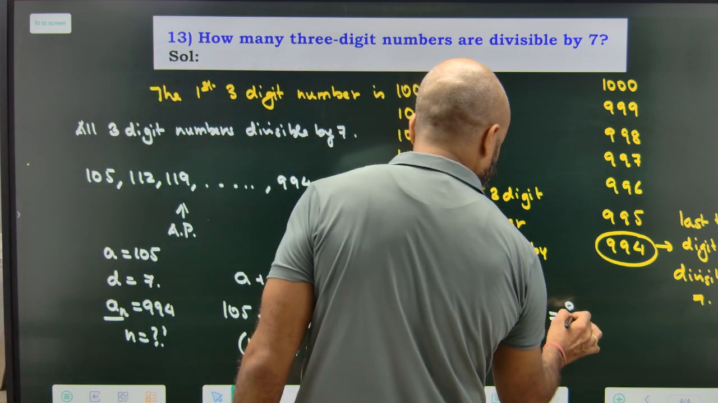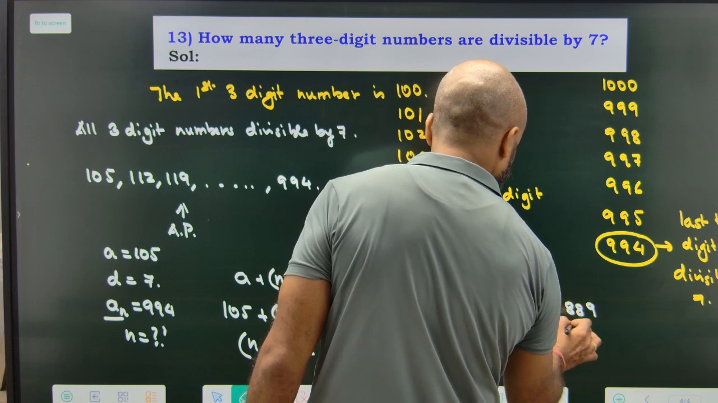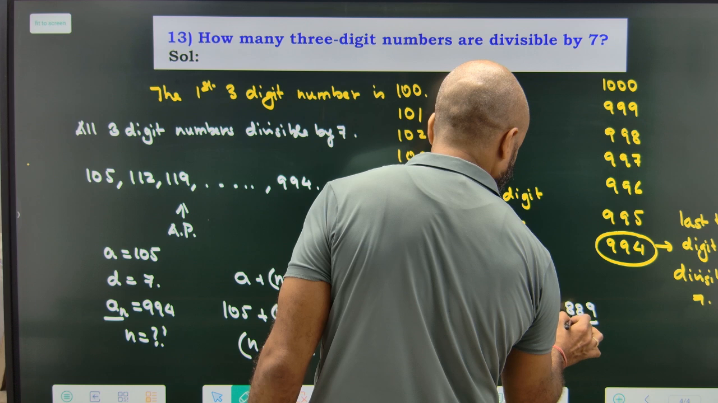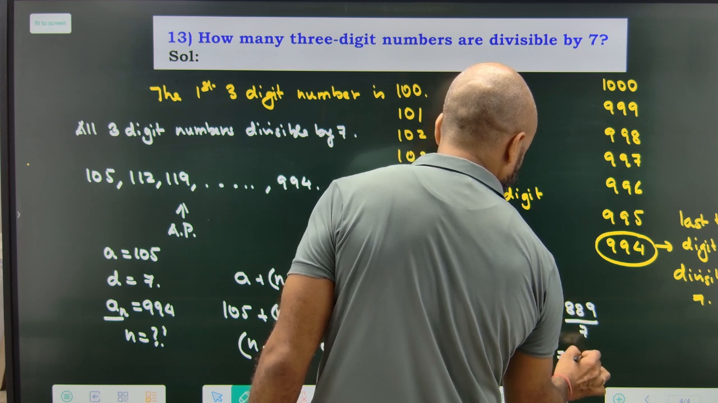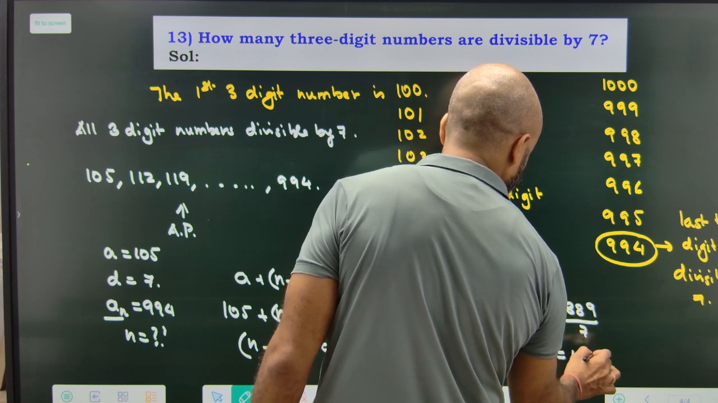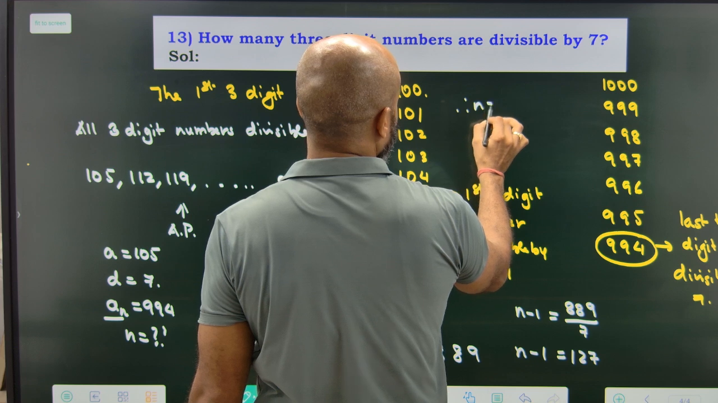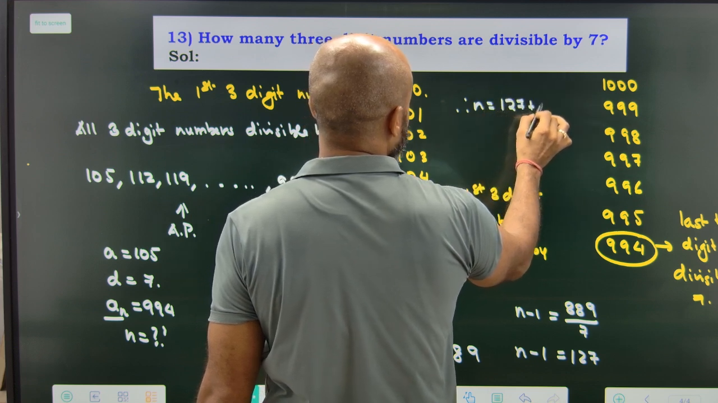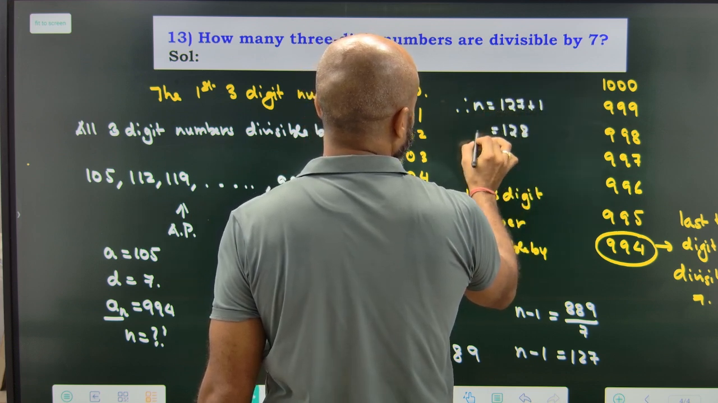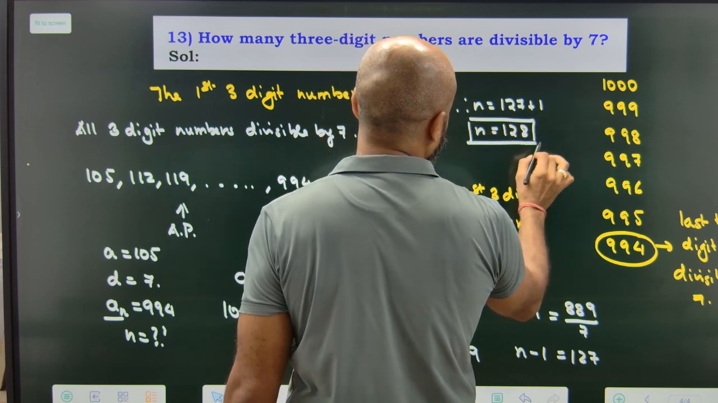So this will be 889 by 7. 7 1s are 7, leaves you with 1. 7 2s are 14. 7 7s are 49. n minus 1 is equal to 127. So therefore n is equal to 127 plus 1. That is 128. n will have a value of 128.